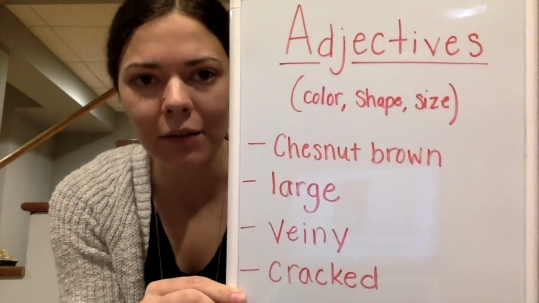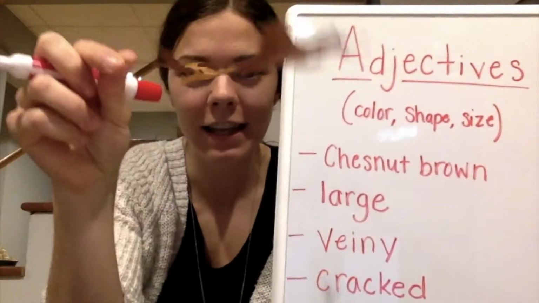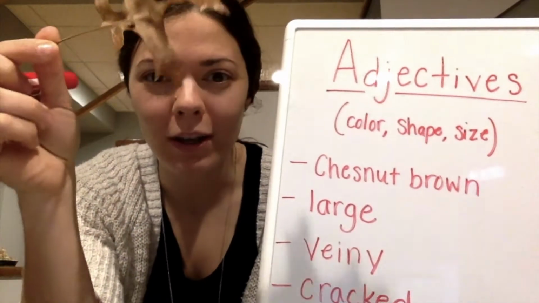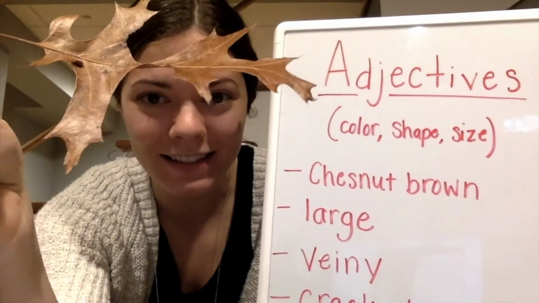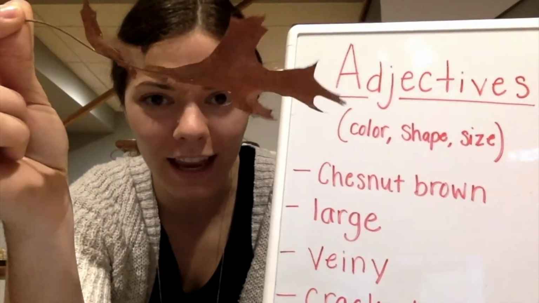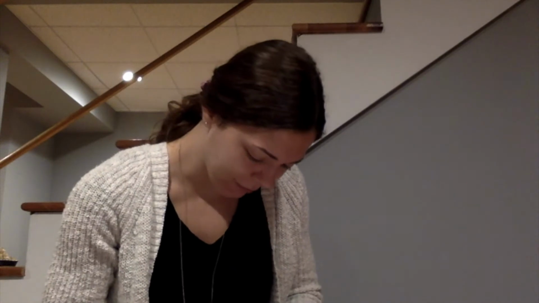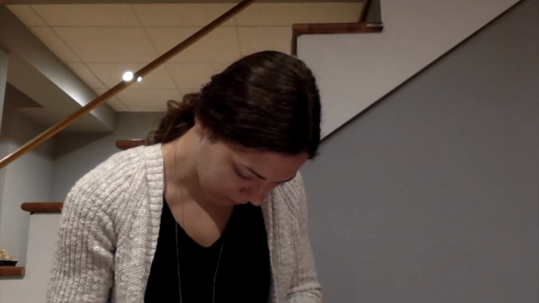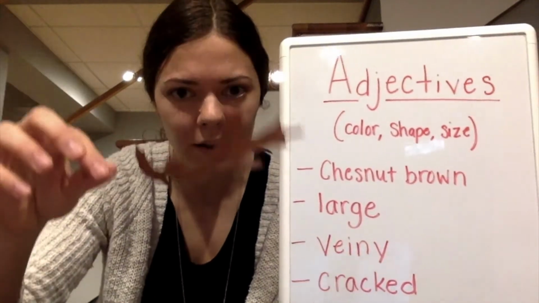Now, another adjective that I wanted to use to describe this leaf is if it was thick or thin. Now you tell me, does this leaf look thick or thin? Let me try to make it flat for you. That looks pretty thin to me. So let's write thin as well. And then to go along with that, is our leaf heavy or is it light?